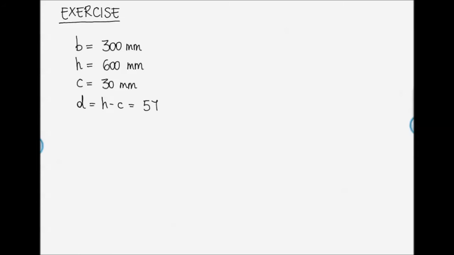Well, the characteristics of the cross-section are the following. So we have a base B equal to 300 millimeters. The height of the cross-section is 600 millimeters. The concrete cover is 30 millimeters. So D, which is equal to H minus C, is equal to 570 millimeters.